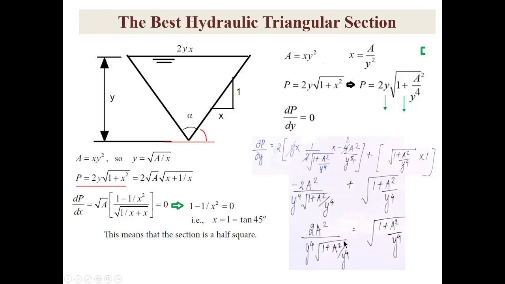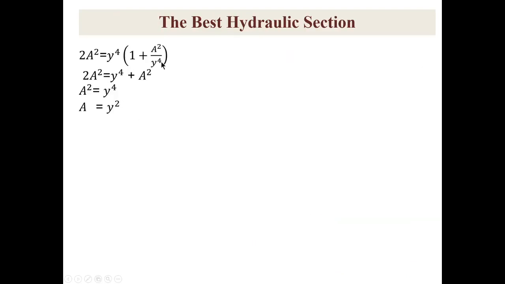Only I multiplied the denominator to the right hand side. Therefore, I can remove this root sign, and I will have 2a squared equals y to the power 4 times, in parentheses, 1 plus a squared over y to the power 4. Yes, as you see here. Now I can multiply this y to the power 4 by the terms within the parentheses. Therefore, I will have 2a squared equal to y to the power 4 plus a to the power 2, because it will be cancelled from those sides.